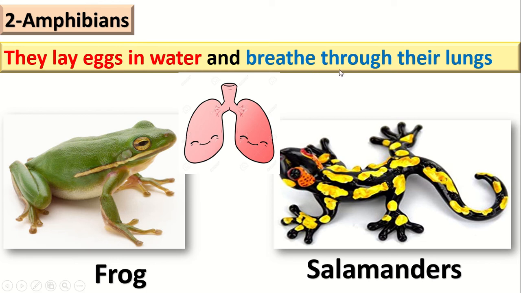And they breathe through their lungs. They breathe through their lungs like us. So the amphibians breathe through their lungs, but the fishes breathe through their gills. So again, amphibians lay eggs in water and breathe through their lungs. Amphibians like what? Frogs and salamanders.